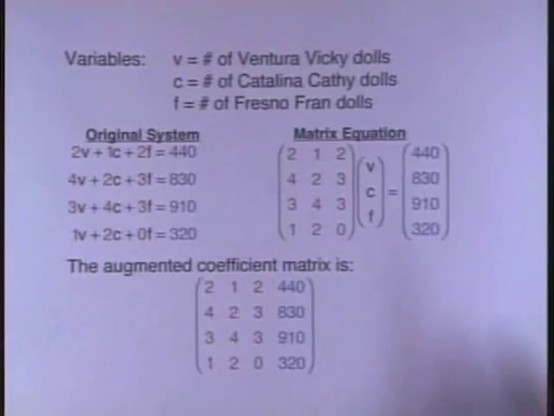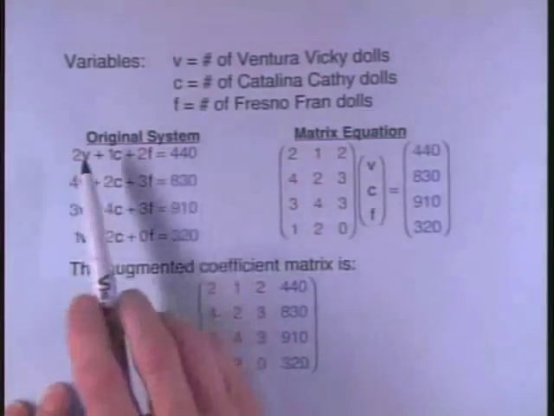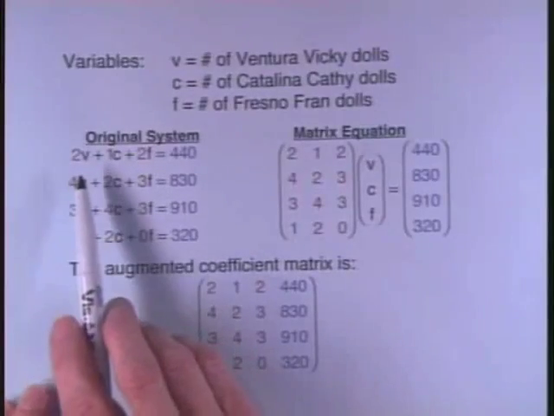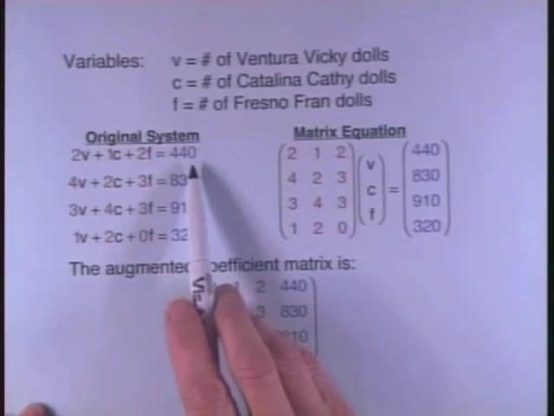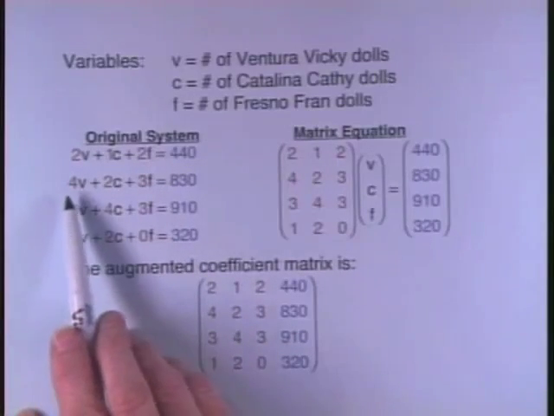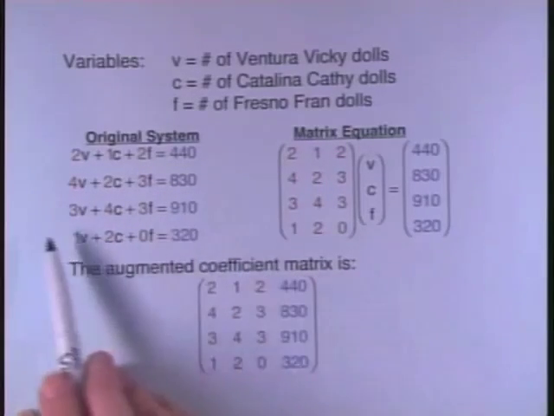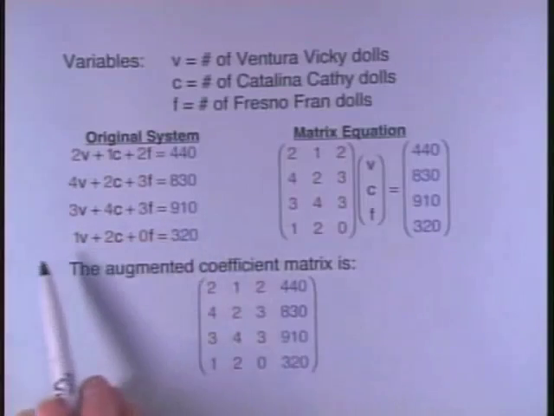For our variables, we'll let V equal the number of Ventura Vicky dolls, let C equal the number of Catalina Kathy dolls, and let F equal the number of Fresno Fran dolls. Our original system, we use the rows to make up the equations. 2V plus 1C plus 2F equals 440. The second row of the matrix gave us the second equation, the third row, the third equation, and the fourth row, the fourth equation.